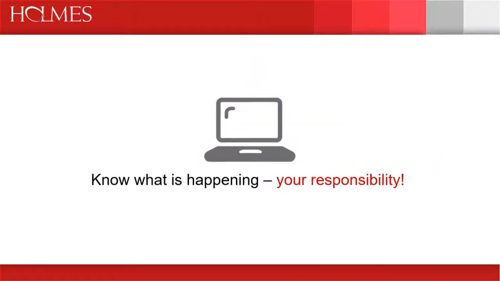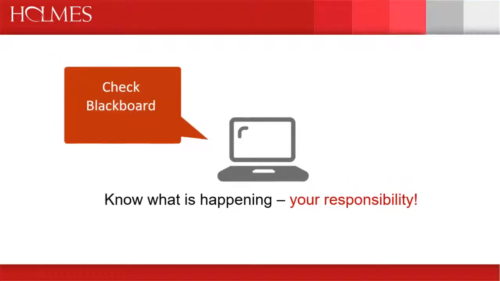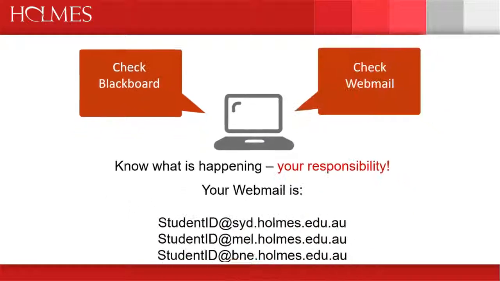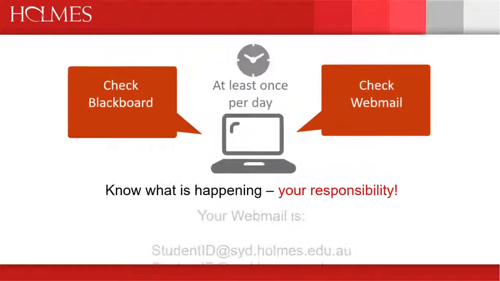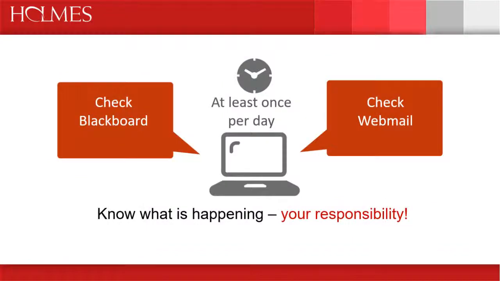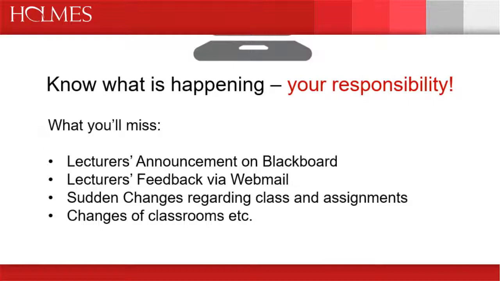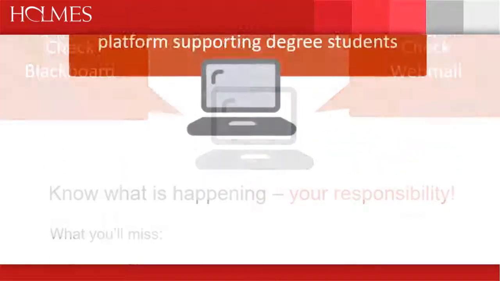You will have access to information and correspondence online. You should ensure you know what's happening by regularly accessing online information. You'll need to check Blackboard for announcements and notifications. You'll need to check webmail. You should check both Blackboard and webmail at least once a day. If you don't check regularly, you'll miss important information.